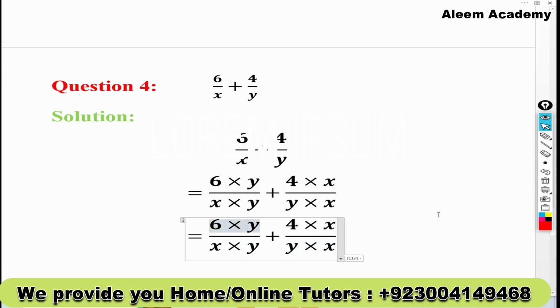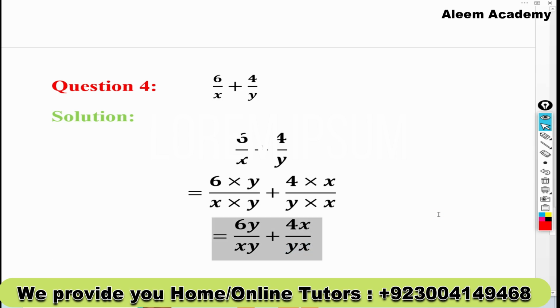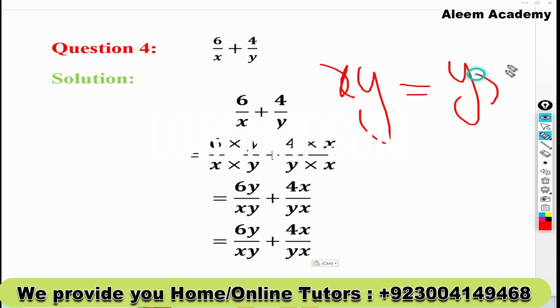6 multiply y, we just eliminate the multiplication sign. It comes 6y. And x multiply y, we eliminate the multiplication sign. It will be xy. 4 times x, 4x. X multiply y, this will be yx. Remember that yx and xy both are the same. Don't worry about xy or yx. I write here that xy is equal to yx.